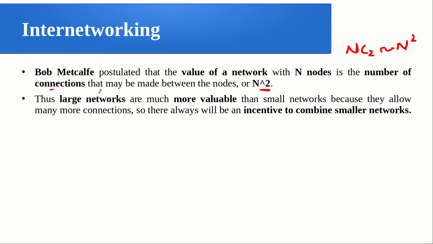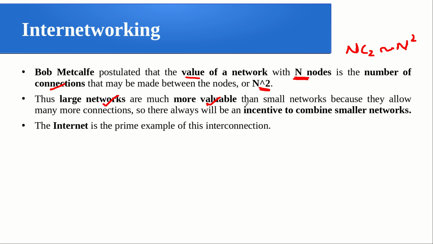Large networks are often more valuable, because as the network grows, the number of nodes increases and accordingly n square increases. So they are of more value as per the postulate, compared to small networks, because they allow many more connections. So there will always be an incentive to combine smaller networks. When we combine smaller networks into a larger one, we definitely achieve more connectivity. That is the incentive, and it adds more value and usefulness to our network. That comes from the postulate made by Bob Metcalfe.